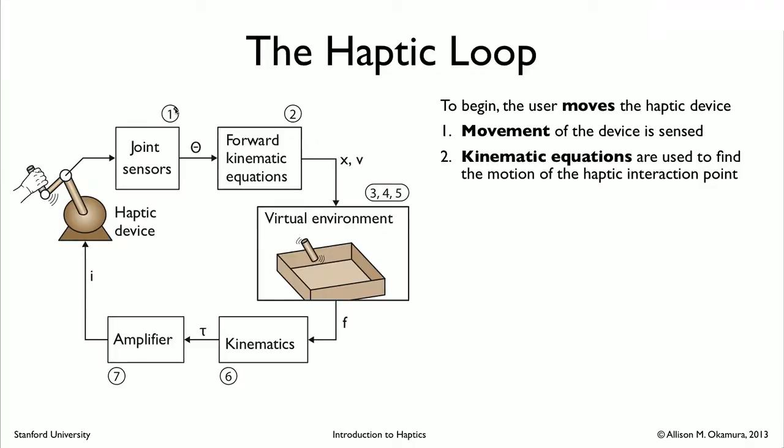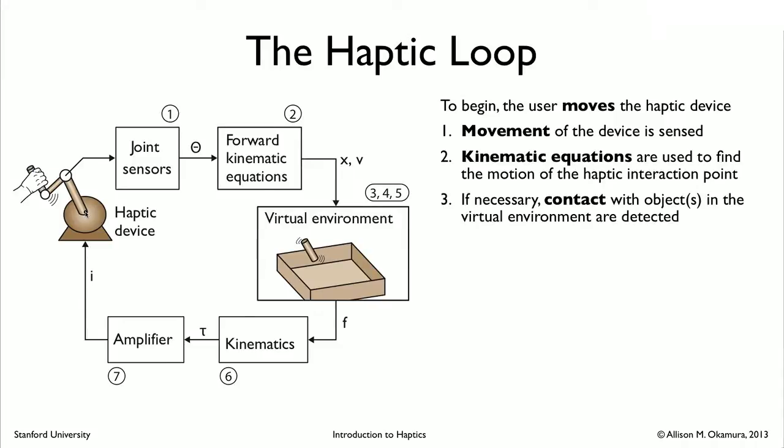The place where the user is actually holding onto the haptic device, we don't actually have a direct measurement of that position. What we have is the measurement of the joints on the device. And so you need to use your kinematic equations that we discussed in an earlier lecture to figure out how is the actual haptic interaction point moving based on those sensed joint angles. And this is something that you would have to program into your haptic loop.